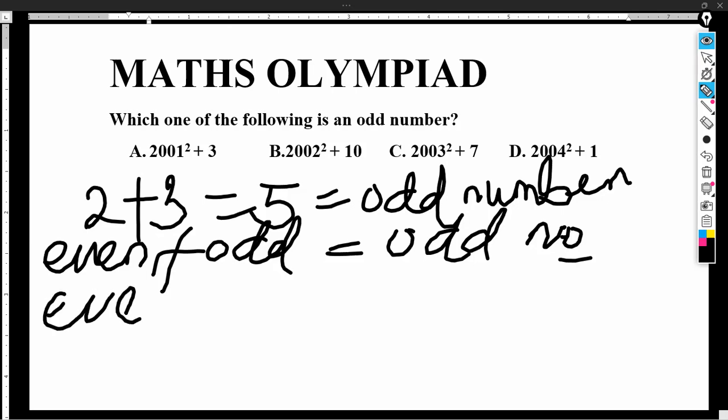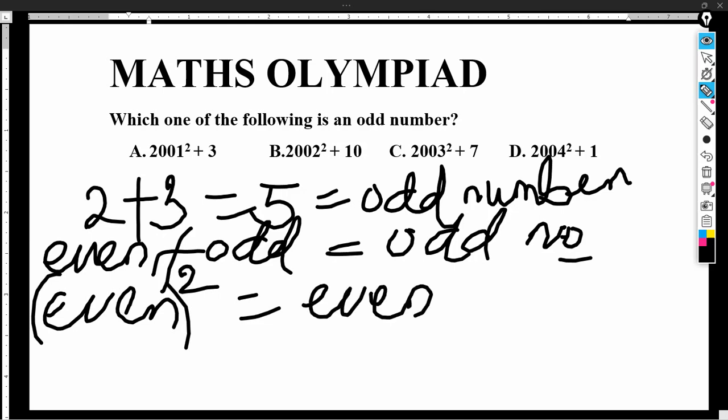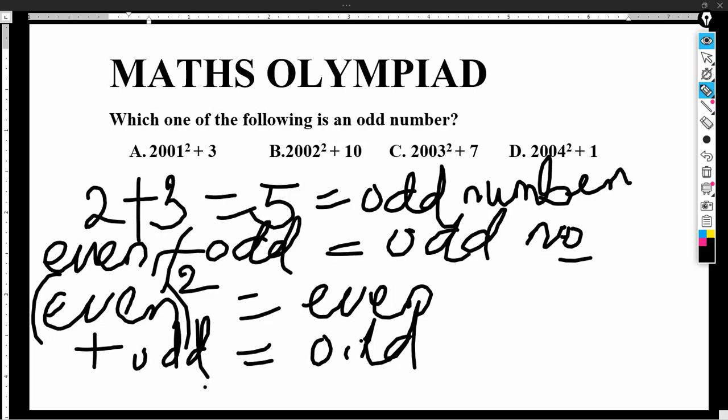If we square an even number, we are going to get even. So for example, 2 squared is 4, 6 squared is 36, we are going to get even. So if we add to that even number an odd number, just like we have here, we are going to get what? An odd number. Why? Because even plus odd is odd.